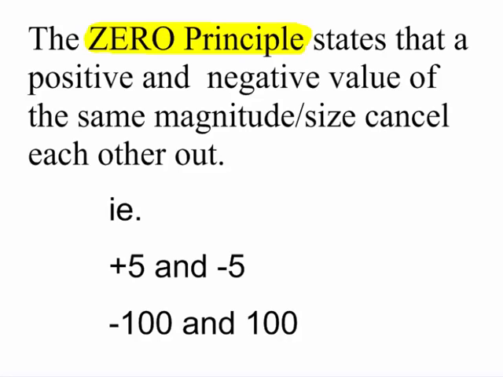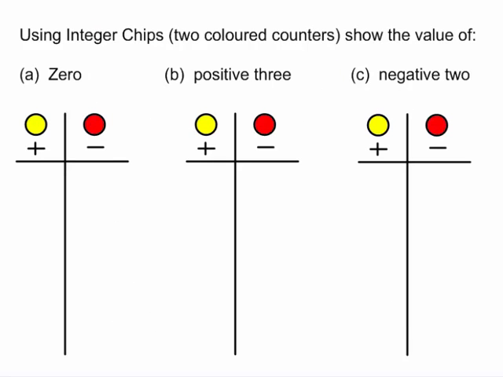The zero principle states that a positive and a negative value of the same magnitude or size cancel each other out. So if I have a positive 5 and a negative 5, and I combine those, that leads to a 0. If I have a negative 100 and a positive 100, again, combining those would lead to a 0.